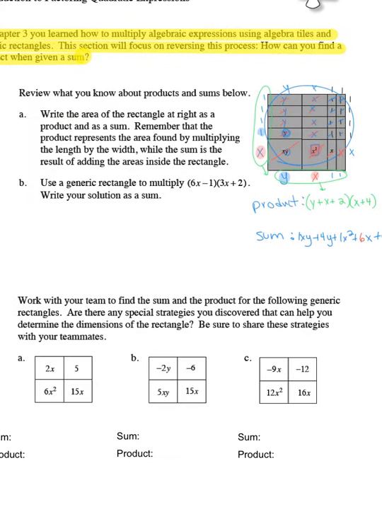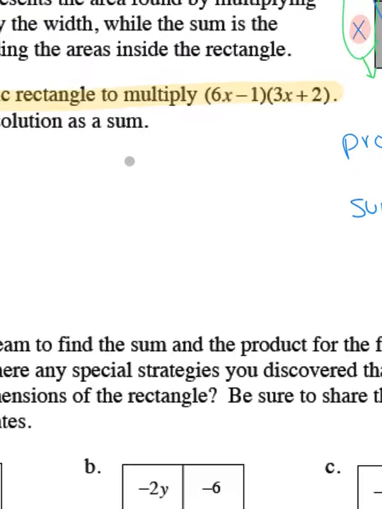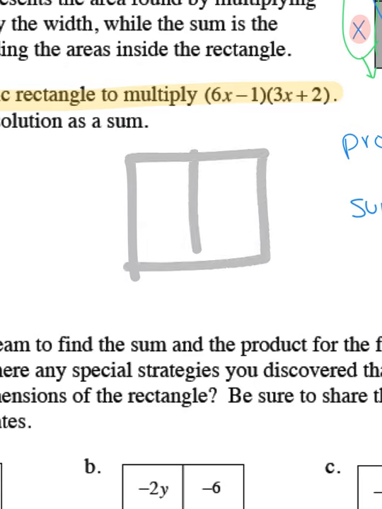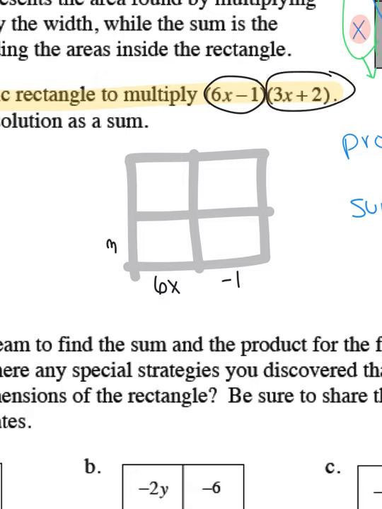So question B says, use the generic rectangle to multiply 6x minus 1 times 3x plus 2. So as a reminder, you make a rectangle with 4 sections. On the outside, one of the lengths is going to say 6x and minus 1. The other outside side length will say 3x plus 2. It doesn't matter which one you put on the bottom and which one you put on the side.